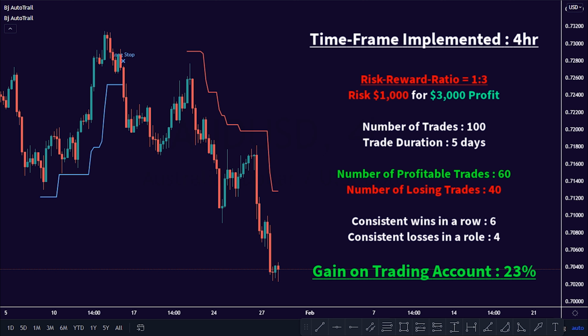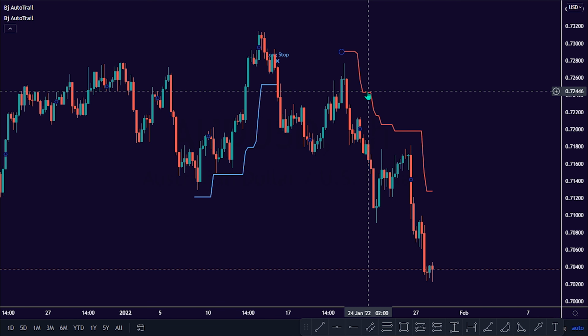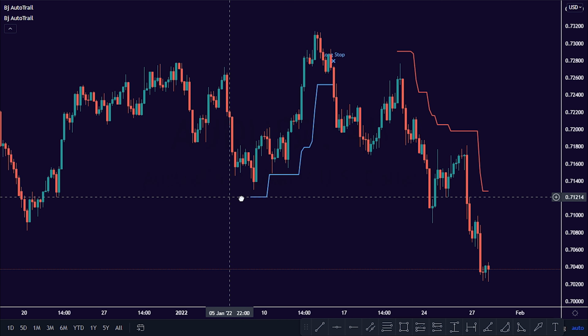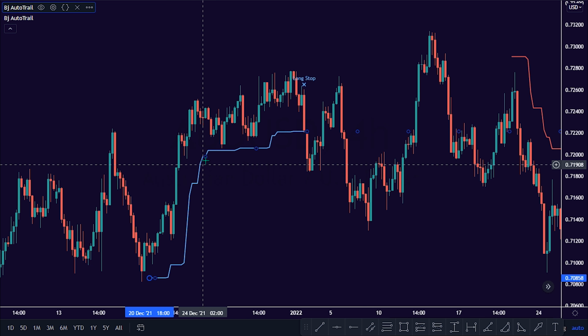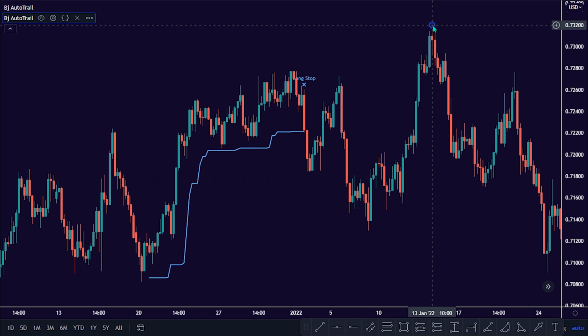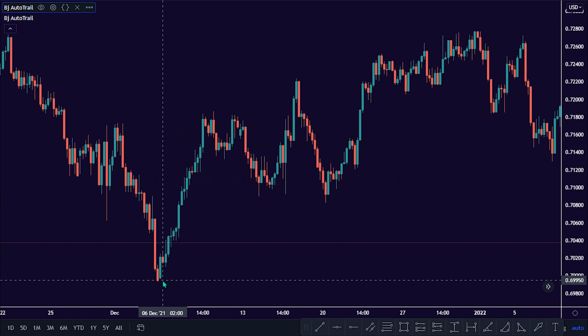As we can see, a 23% gain on the trading account proves that the Bjorgum AutoTrail indicator is an effective and reliable risk management tool that traders can combine with other trading tools to build a powerful trading strategy. In order to have a higher winning trading record with this trading indicator, make sure you apply it to trade a trending market and not to trade in a ranging market.